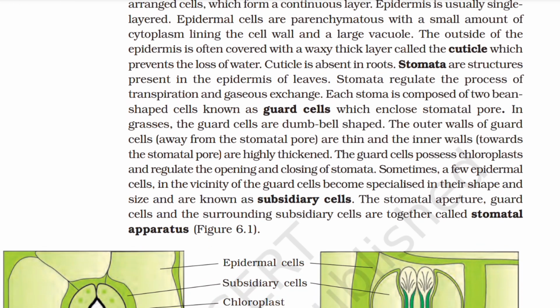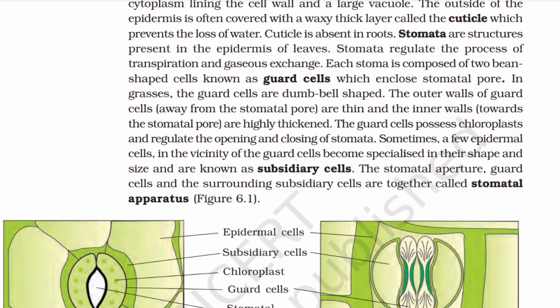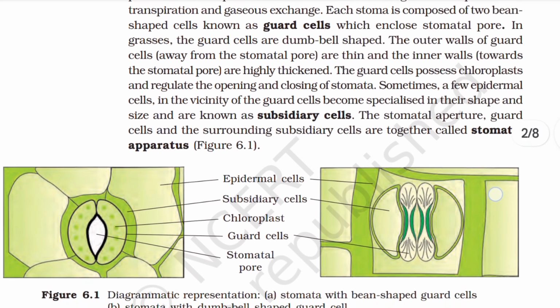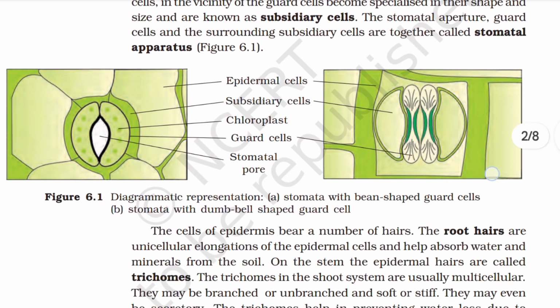Each stoma is composed of two bean-shaped cells known as guard cells, which enclose the stomatal pore. In grasses, the guard cells are dumbbell-shaped. The outer walls of guard cells are thin and inner walls are highly thickened. The guard cells possess chloroplasts and regulate the opening and closing of stomata. Sometimes a few epidermal cells in the vicinity of the guard cells become specialized in their shape and size and are known as subsidiary cells. The stomatal aperture, guard cells, and the surrounding subsidiary cells are together called the stomatal apparatus.